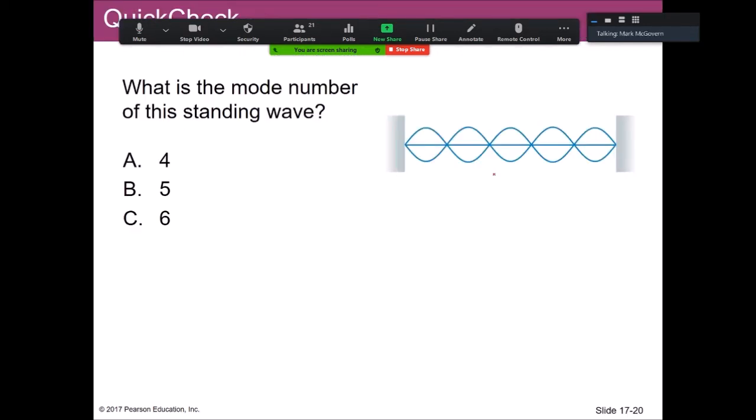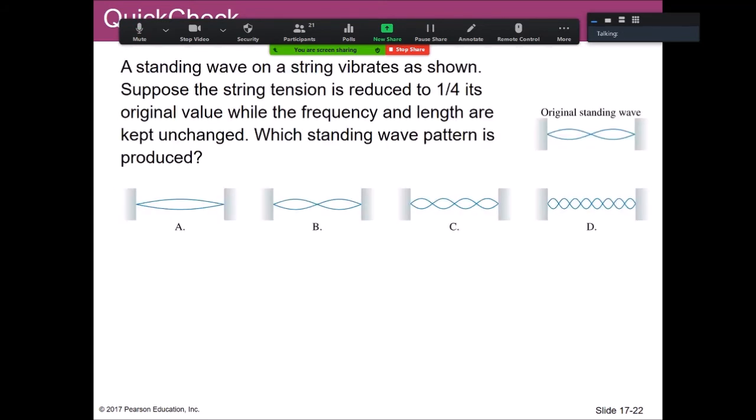Okay. So what is the mode number, the value for n for this standing wave pattern? What do you think? I think you're all right. Good. You just count antinodes. And the number of nodes is always 1 plus. All right. Fantastic.